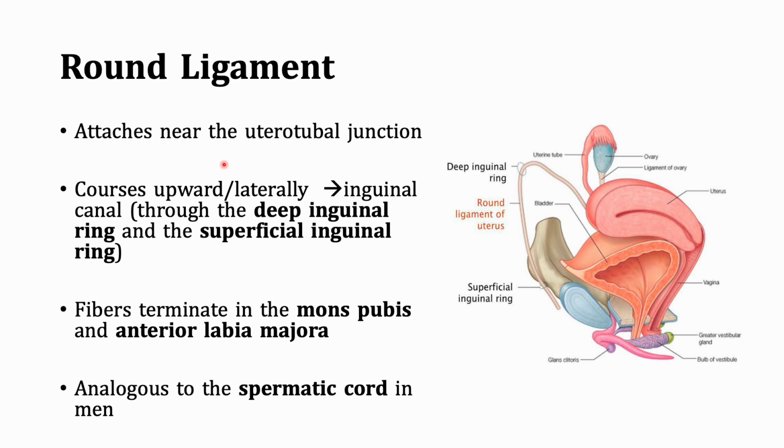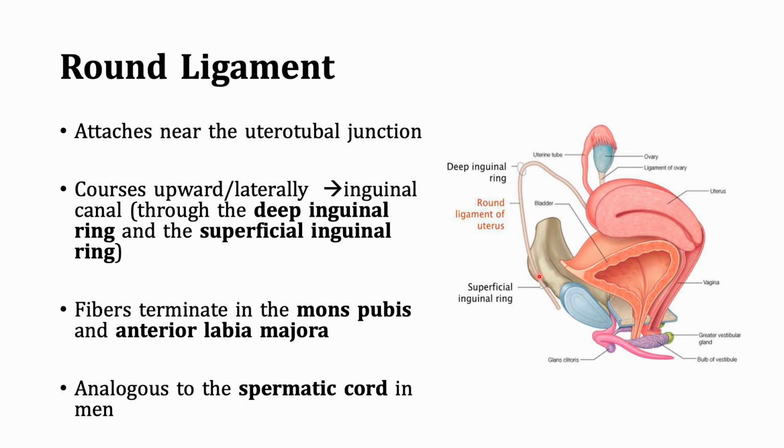So the next that we're going to talk about is the round ligament. So the round ligament actually attaches near the uterotubal junction, and I'll show you a way better picture than this one. But this image is really important because it actually shows you the full course of the round ligament of the uterus. So it courses upward and then laterally, and then it actually goes through a deep inguinal ring, which is right here, as well as a superficial inguinal ring.